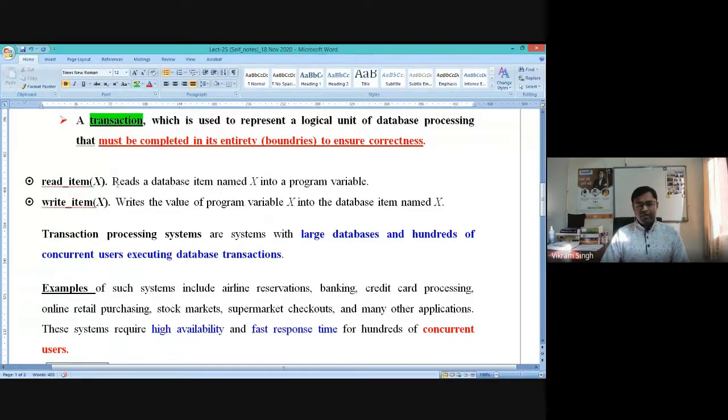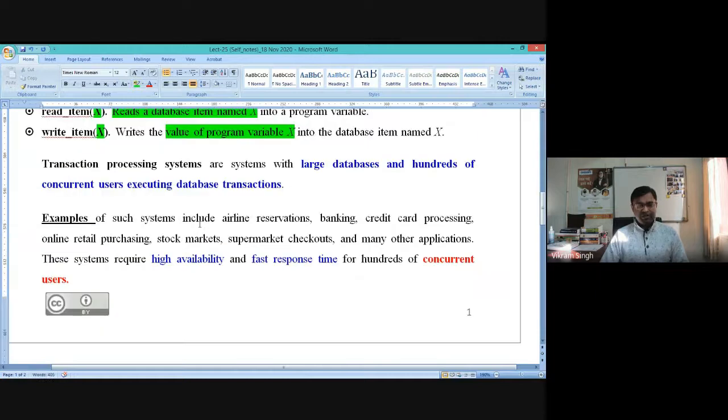Primarily, if we see these read and write operations, read item means a read operation which simply reads a database item named X into a program variable. So it is basically reading a data value. Here X is the data value which you are trying to read. Similarly, the write operation is the writing or manipulation of a particular program value X, right? That's the simple representation we are using again and again.